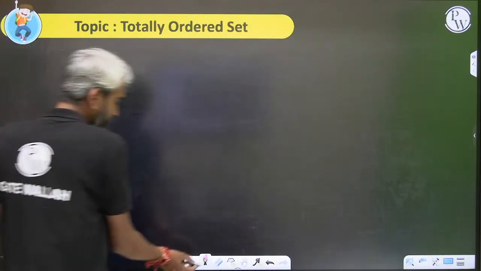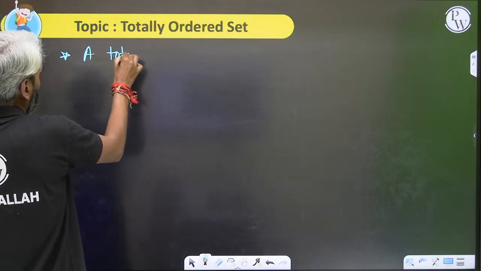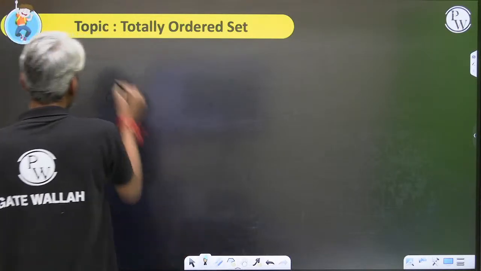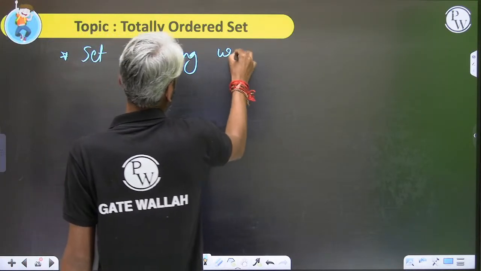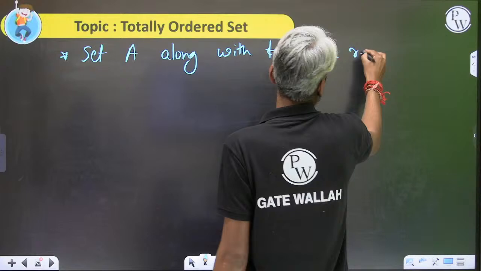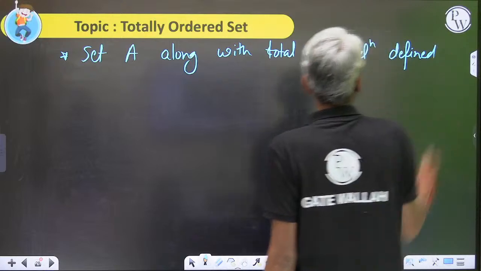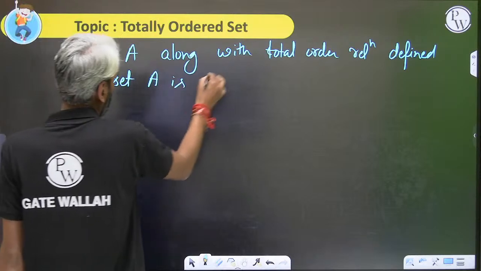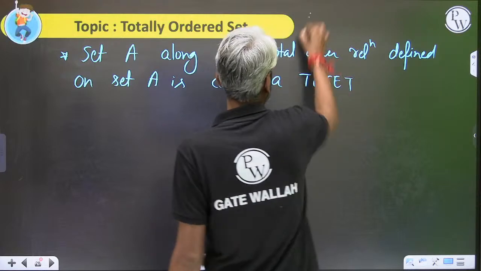What is a totally ordered set? A set A along with a total order relation defined on set A is called a TOE set, a totally ordered set. Just like a PO set, it's a TOE set.